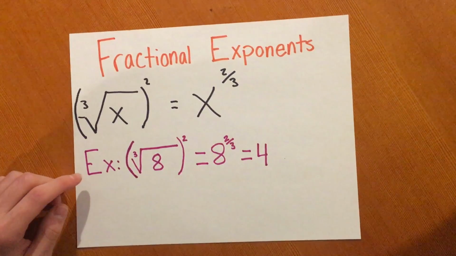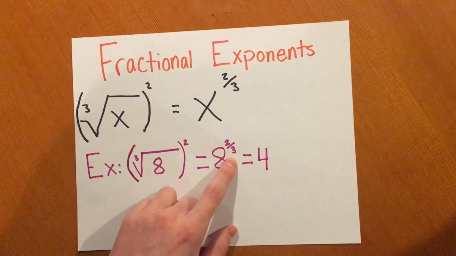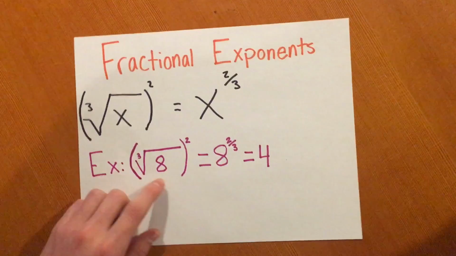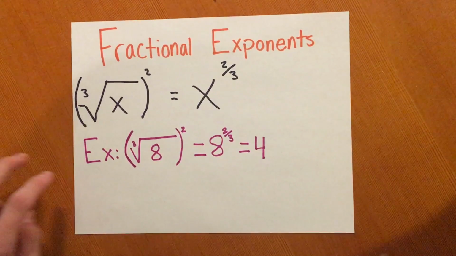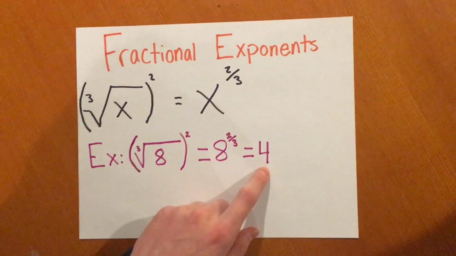For example, we start here with 8 to the 2/3. You take that denominator, put it next to the root, and this one is a cubed root. The cubed root of 8 is 2. 2 raised to the power of 2 equals 4, and that's your answer.